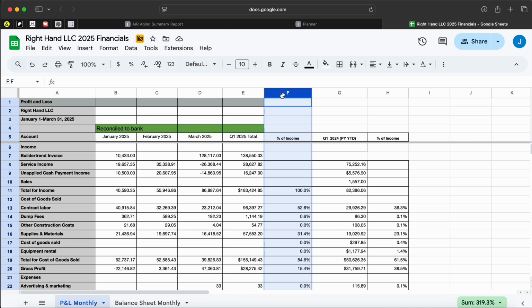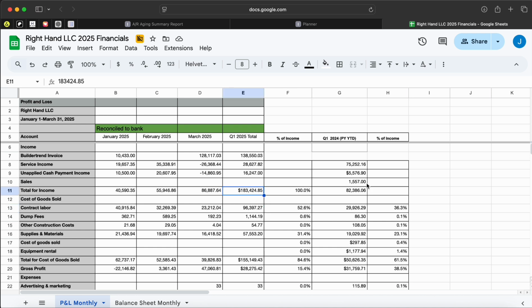I've also included a percentage of income column for each year. And so this is dividing each line by the total income for each year. This gives you a way to compare changes in different accounts versus the overall income and can allow you to find trends from one year to the next. So with that, I'll get started.